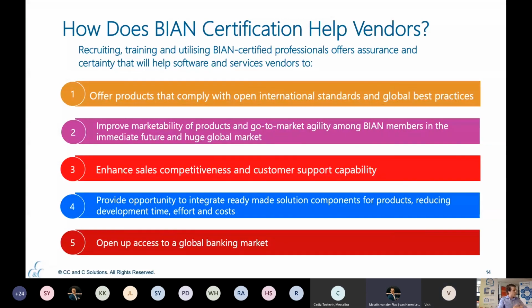One question quickly before we go to the next speaker, Warren. Vish, you've also been involved with TOGAF and the TOGAF certification right from the beginning, many years ago. And once we got in touch with CC&C, you were very keen to support and enable BIAN with the BIAN certification. Could you maybe elaborate why you're so keen to support BIAN and BIAN certification?